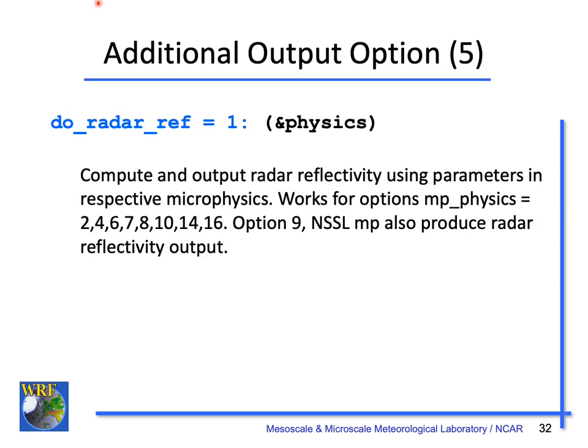This option lets us output simulated radar reflectivity from most of the available microphysics options, using parameters from the respective options. The option is activated by setting do_radar_ref equal to 1, and the output field goes to the standard history file.